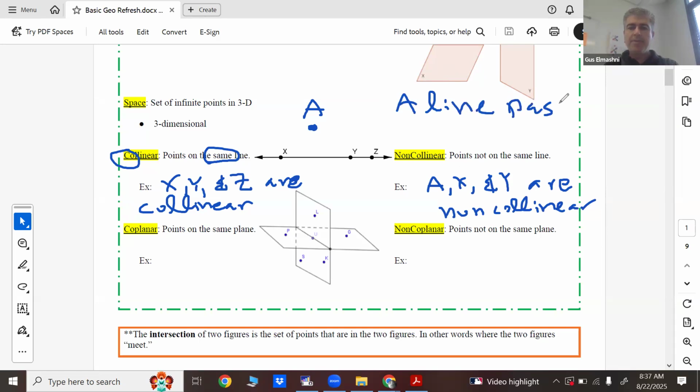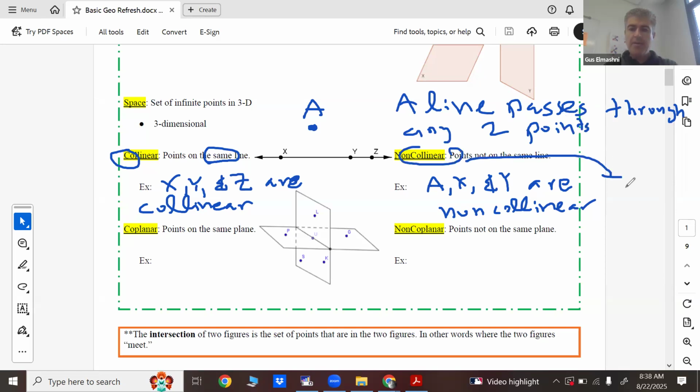A line passes through any 2 points. Just like how we said a plane passes through any 3 points, a line passes through any 2 points. But to be non-collinear, there has to be a minimum of 3 points to be non-collinear.